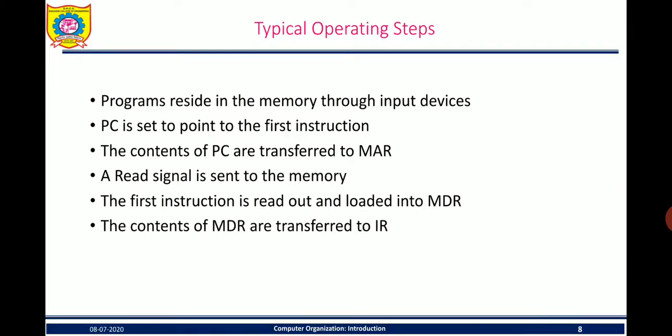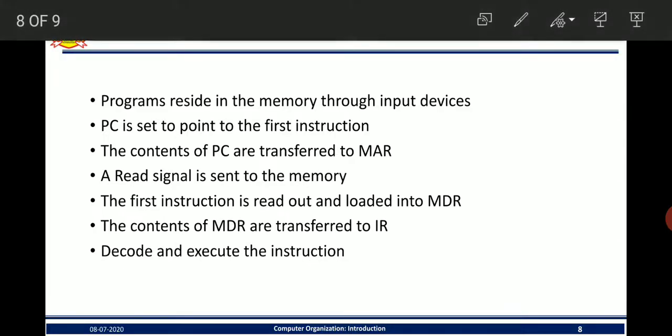The contents of MDR are now transferred to IR, the instruction register, for execution. The data is brought first into MBR, that is the memory data register or memory buffer register, and then it is transferred to IR for execution. Now whatever data we have got, we should understand what it is, so it is to be decoded. Decoding means to understand the meaning of that instruction. After decoding, we execute that instruction.